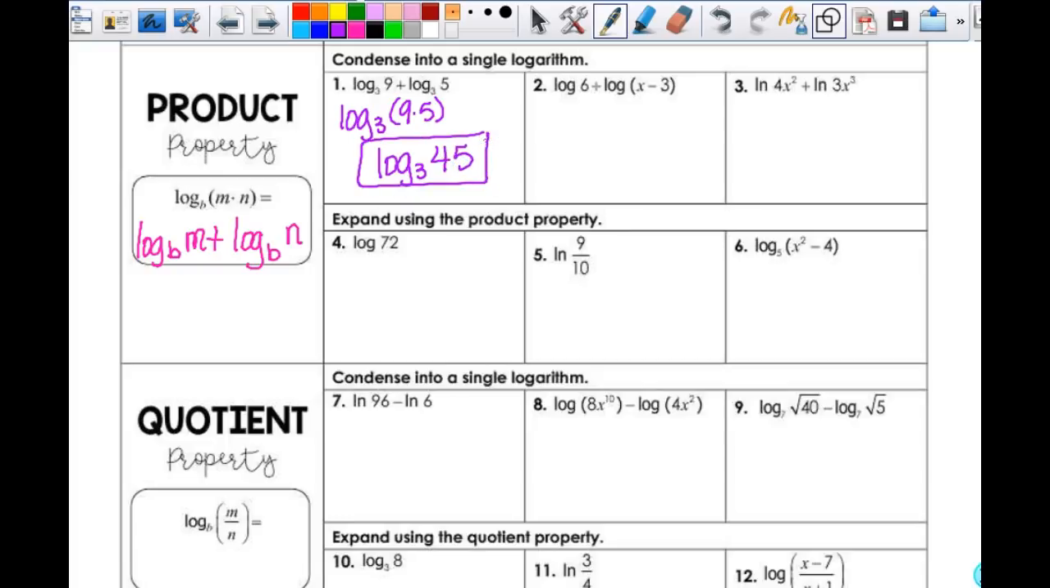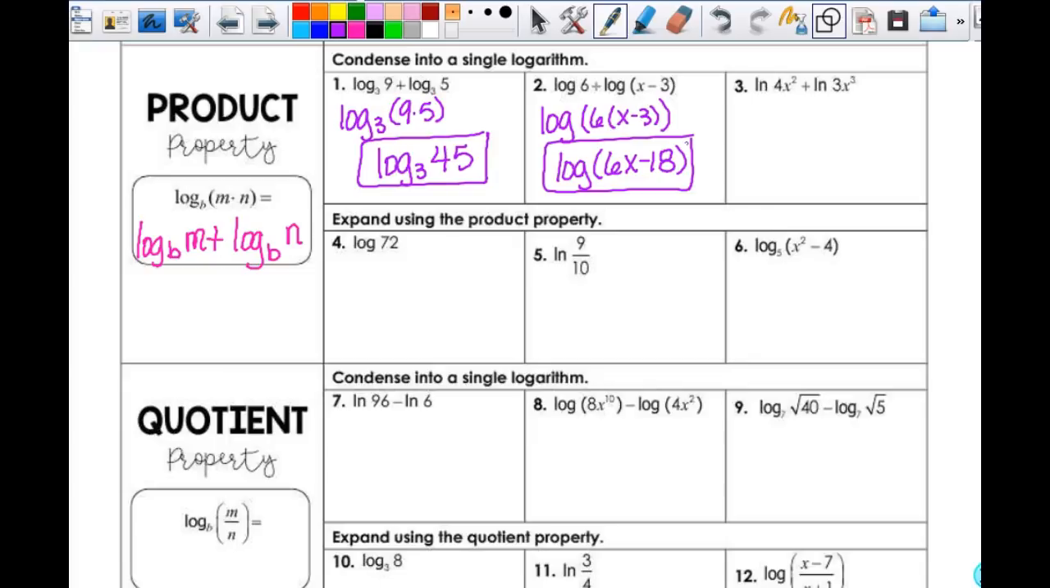Okay. So then I have log of 6 plus log of x minus 3, which is log base 10, right? And so I'm going to change that to log of 6 times x minus 3. So when I distribute that, that gives me log of 6x minus 18, and that's the best I can do.